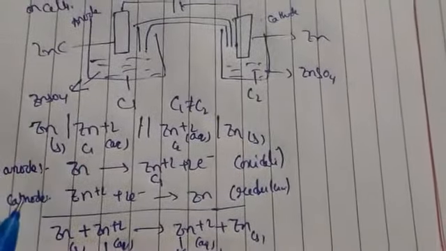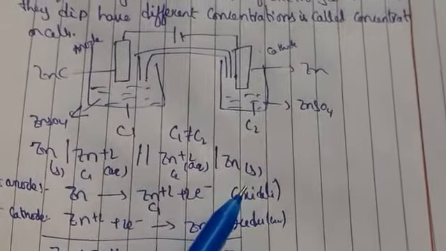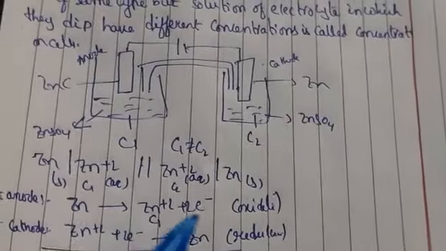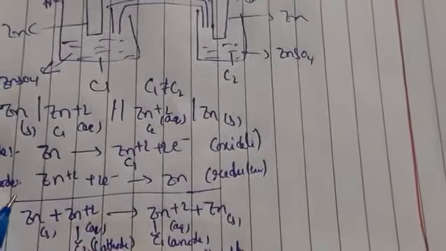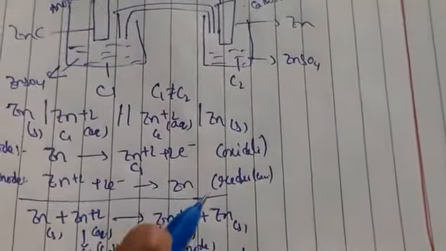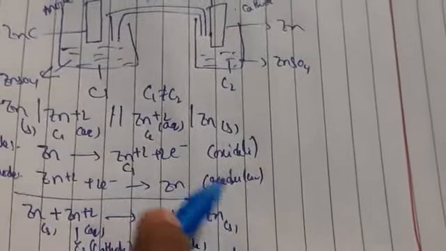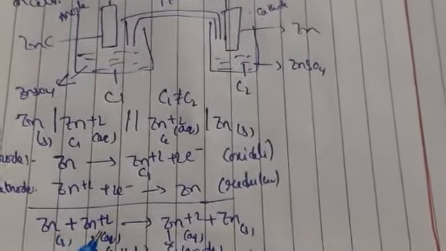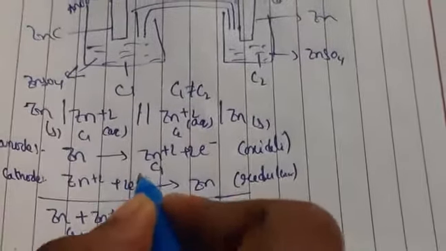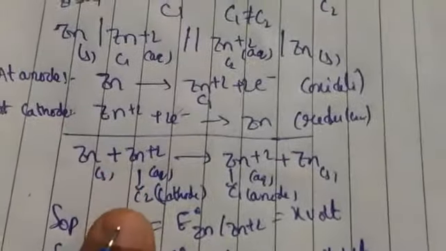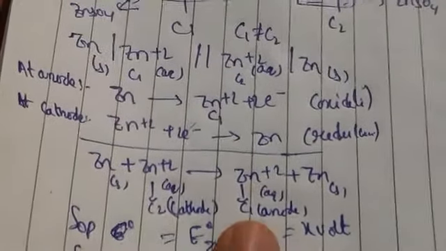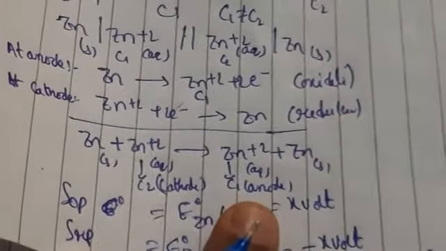At the anode, as we know, oxidation takes place. So Zn gives Zn2+ plus 2 electrons. Oxidation means loss of electrons. At the cathode, Zn2+ plus 2 electrons gives Zn, that is reduction. So the overall reaction is Zn2+ gives Zn. Here the 2 electrons get cancelled. This is the concentration C2, this is the concentration C1. This is the cathode reaction, and this is the anode reaction.